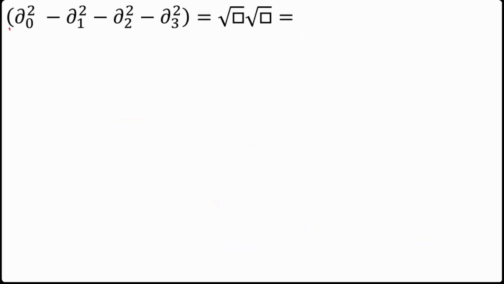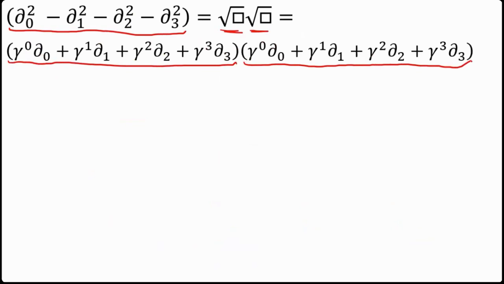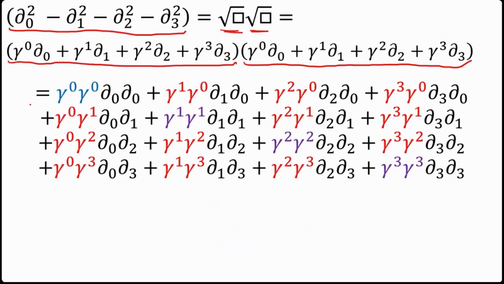Okay, so this is the D'Alembert operator, and it's going to be the square root of D'Alembert times the square root of D'Alembert. And again, the square root of the D'Alembert operator is going to be a linear combination of these derivative operators with the gamma coefficients. So this is a sum of 4 terms times a sum of 4 terms, which gives us 16 terms that I've written out here. Now I've tried to color code them.